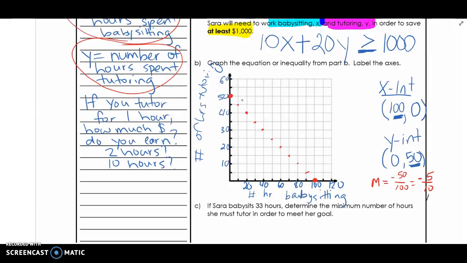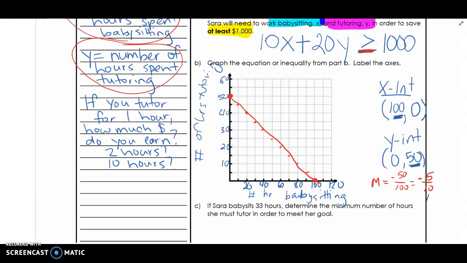Are those points solutions? Would they work with this situation? Well, she said she needed at least 1,000, so 1,000 would be acceptable. So the points on the line are solutions. So because it can equal 1,000, we're going to use a solid line to represent that the points on the line are solutions.